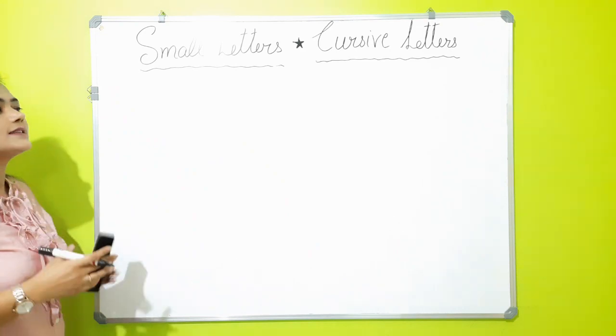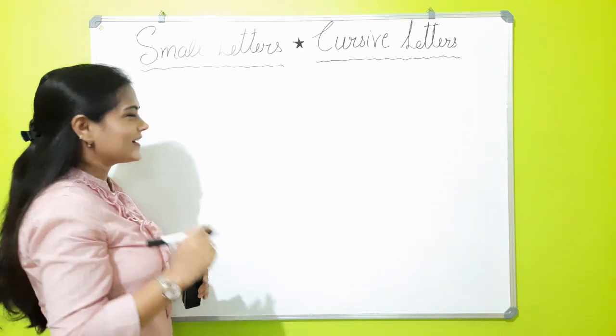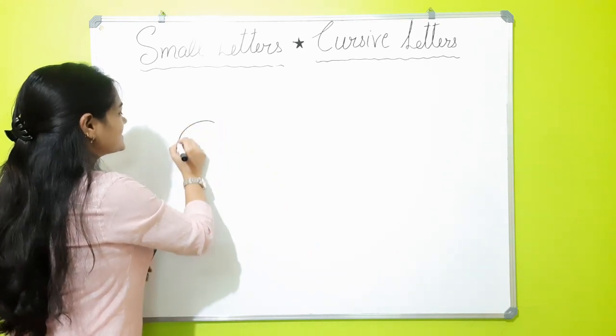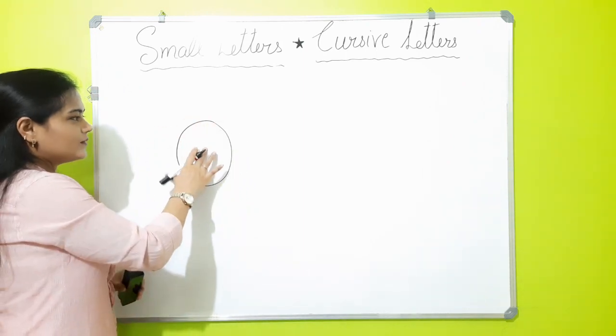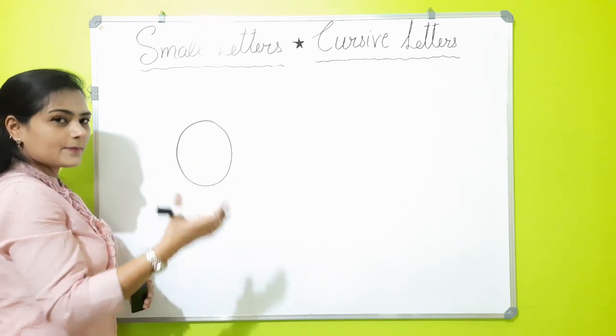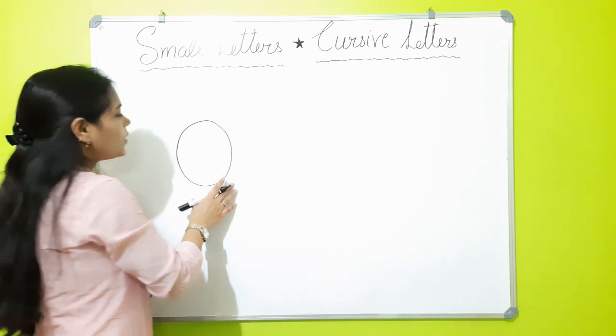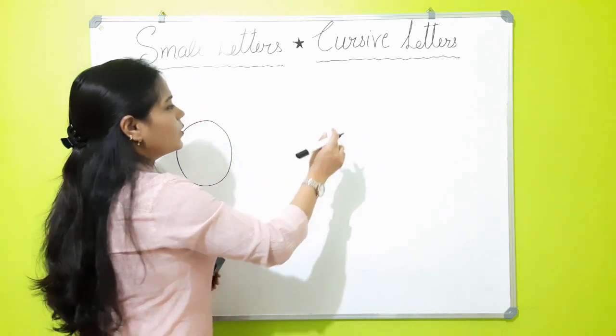Now let's write letter O. Correct. So this is your small letter O. Okay? Very simple, just like your capital letter O. Now when we write baby letter O in cursive, what are we going to do?